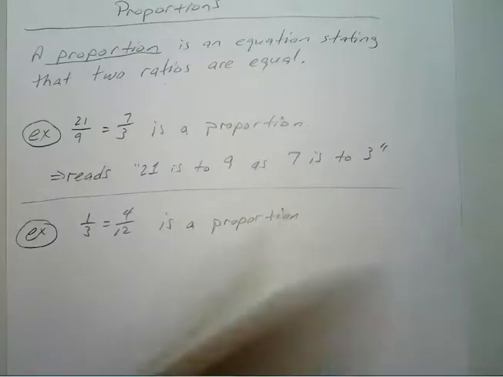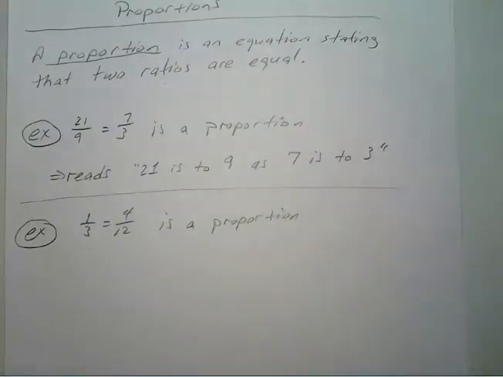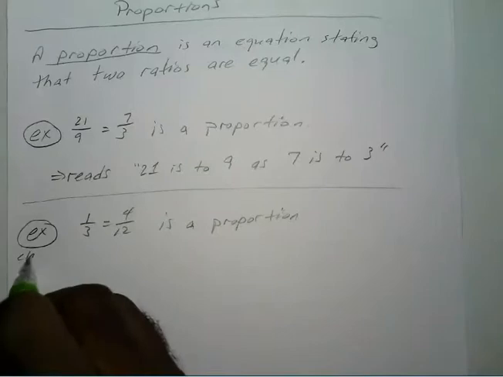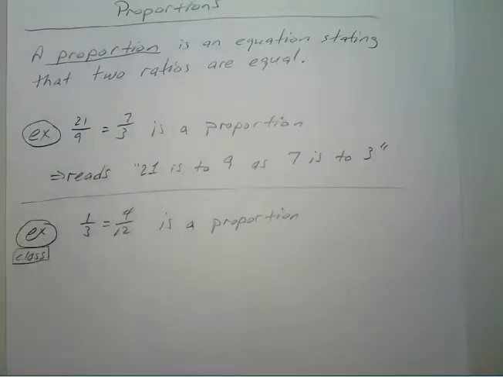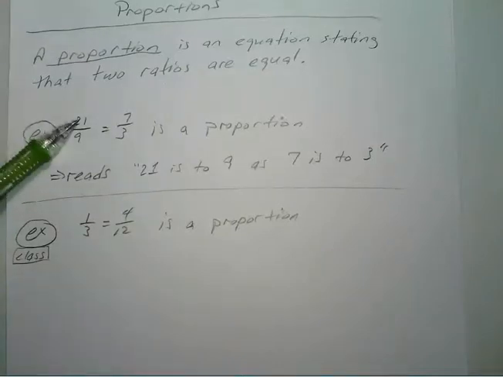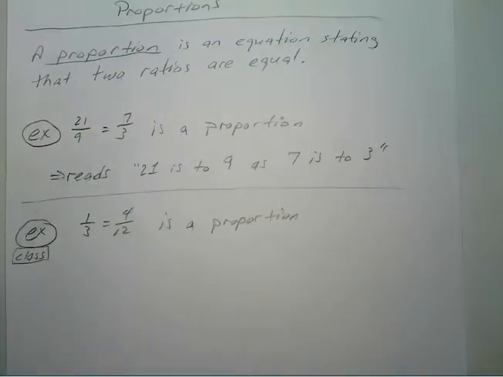And we say that that is a proportion. Okay, how do you think that would read? I want you to go ahead and write how you believe this would read. Go ahead and press pause and write that out. Remember, use this one as a guide. Using this as a guide, remember 21 is to 9 as 7 is to 3.